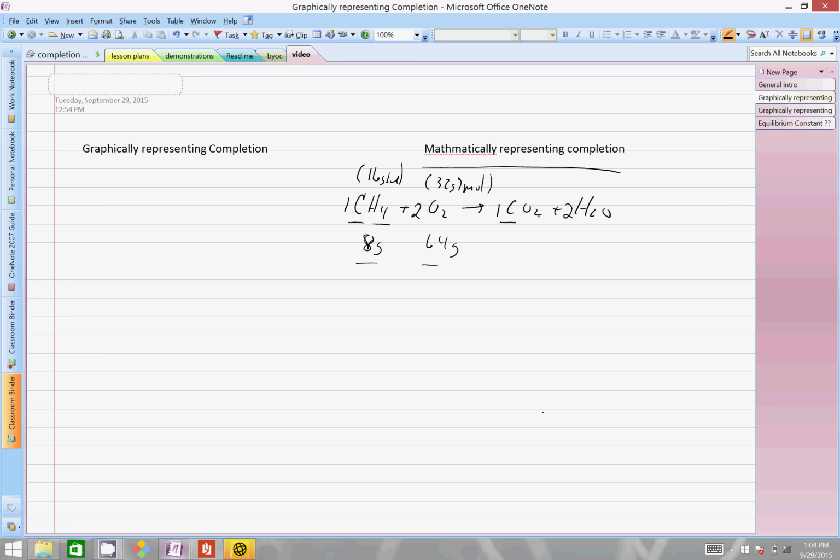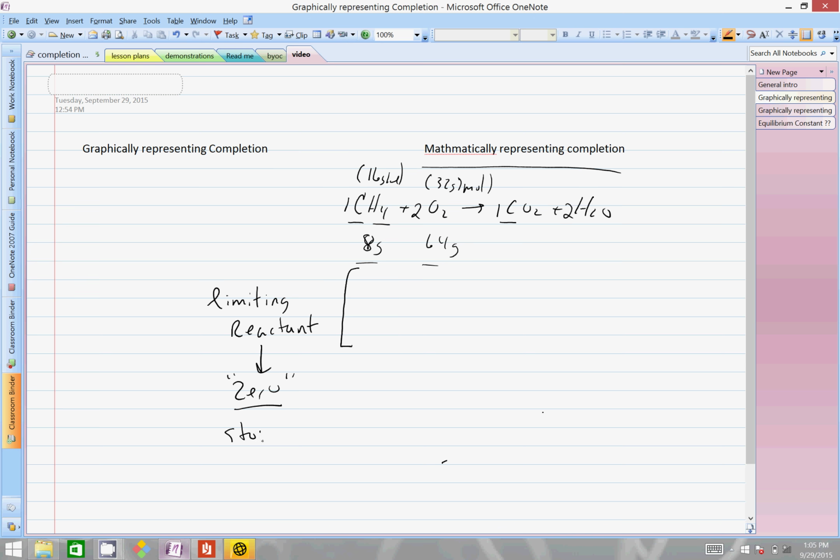With completion, one thing that you're going to get is a limiting reactant. A limiting reactant is by definition a reactant that goes to 0. Essentially, it runs out, and that stops the reaction. It doesn't matter if it's a chemical process or a process of making hamburgers. You run out of something, the process stops.